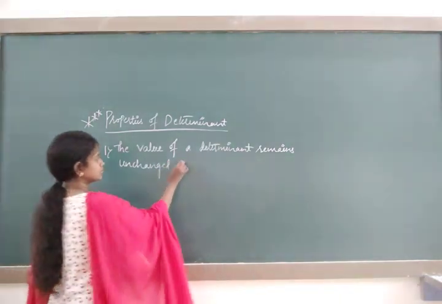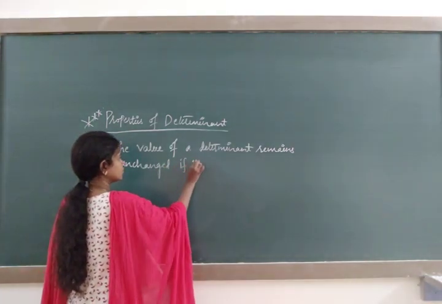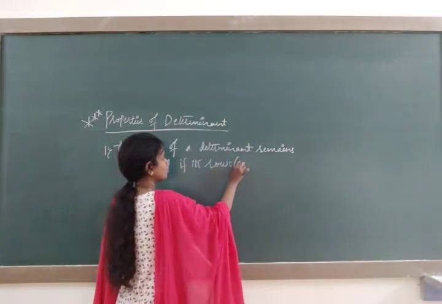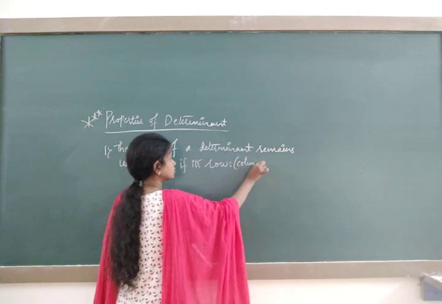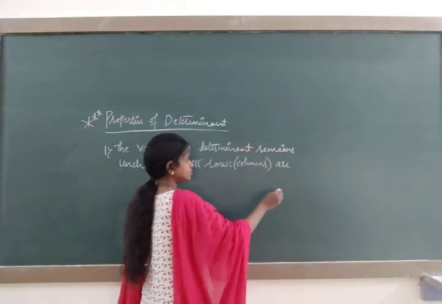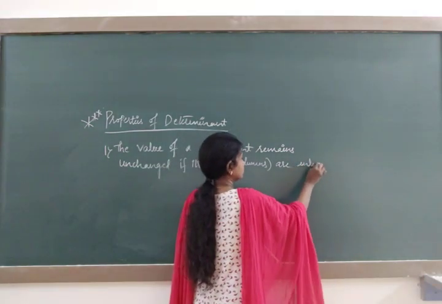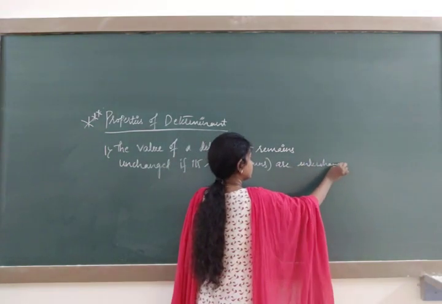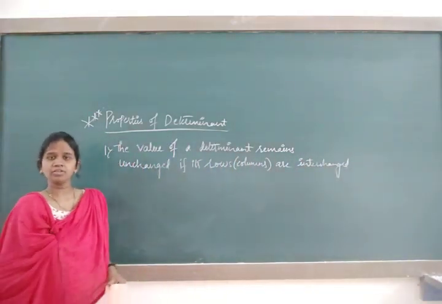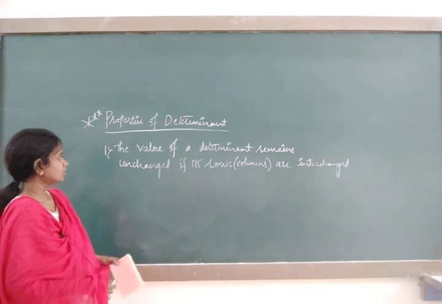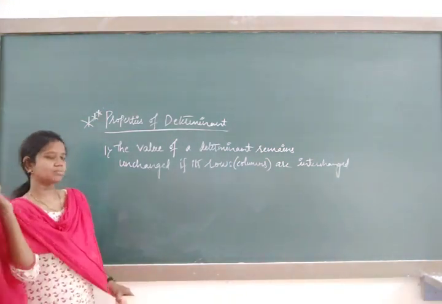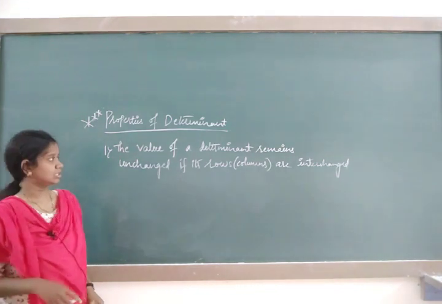The value of a determinant remains unchanged if its rows or columns are interchanged. So this is our property or statement we can call. What is the property? The value of a determinant remains unchanged if its rows and columns are interchanged.